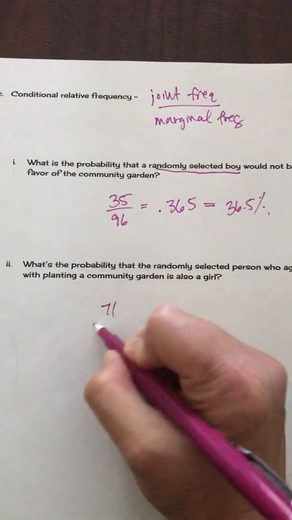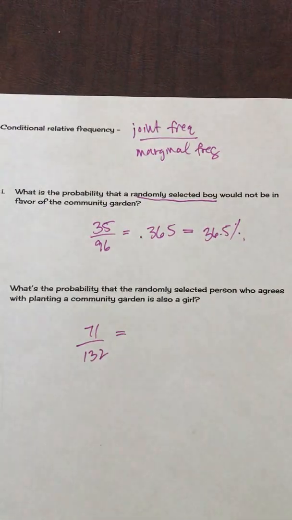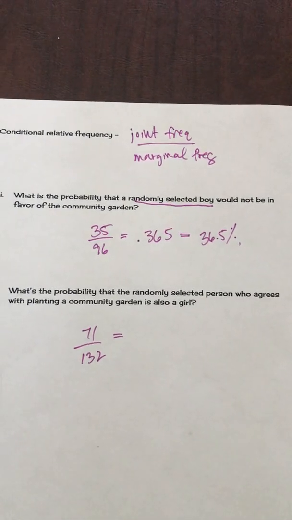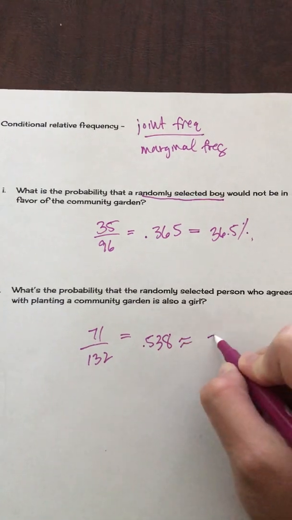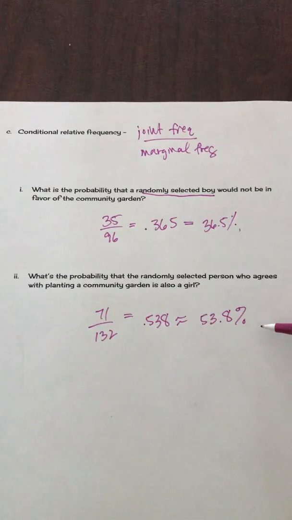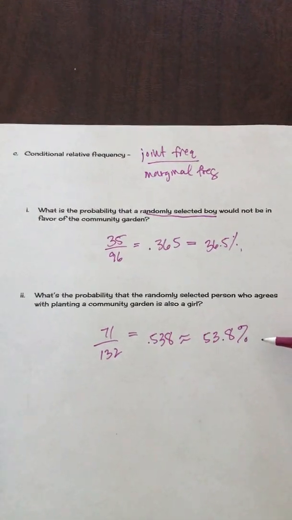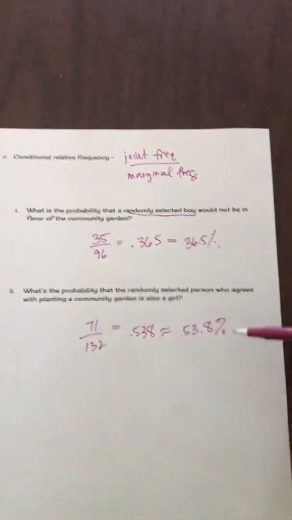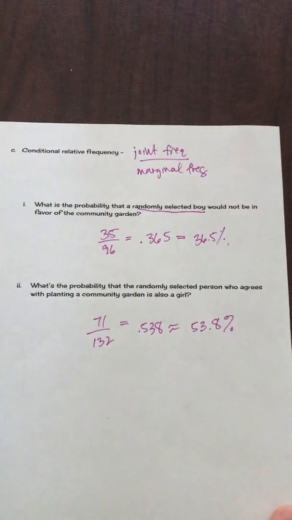So my conditional frequency, again, because it's a joint over a marginal, 71 divided by 132 is 0.538, which is approximately 53.8%. So 53.8% of the people who said yes, they like a community garden, happen to be girls. So that would be what we can call a conditional relative frequency.